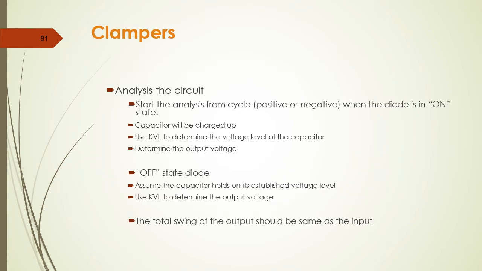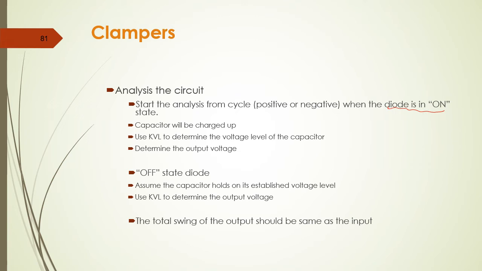In order to analyze the clamper circuit, we first start from the cycle, either positive or negative, when the diode is in the on state. It depends on the position of the diode, whether it is pointing downwards or upwards. If the diode is pointing downwards, the diode is on in the positive cycle. If the diode is pointing upwards, it turns on in the negative cycle.